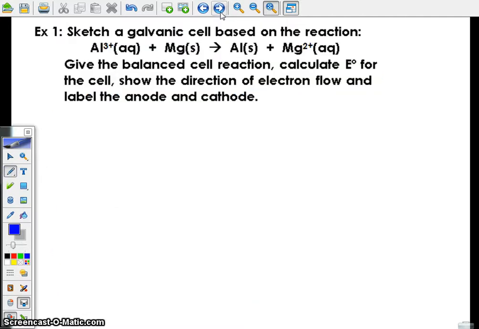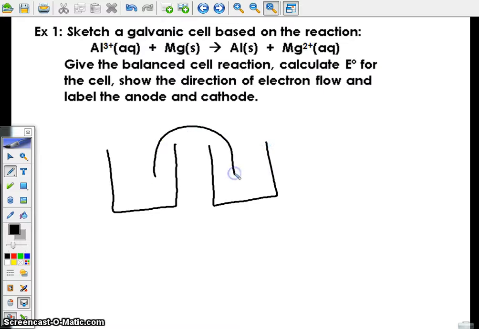Now, here's the way your problems are going to look. So let's do a couple of these together. It says sketch a galvanic cell based on the reaction, and then we've got all this stuff that we're supposed to do. So let's sketch. And you know, I can't draw, so if I can do this, you can do it. I'm going to make two beakers and a U-tube. And of course it's got electrolyte in there, a little solution.